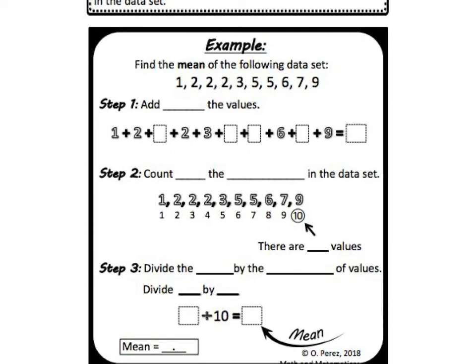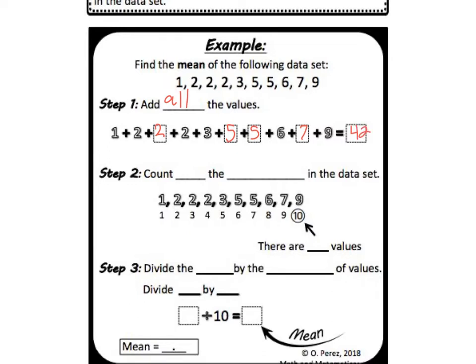So the example is asking us to find the mean of the following data set. In this case, our data set just includes a bunch of different numbers. Those are our values. So step one, we'll add all of the values together. We just have to fill in some of the ones they're missing here. Okay, so we add all these numbers up together. If you do that, we're going to get a total of 42.